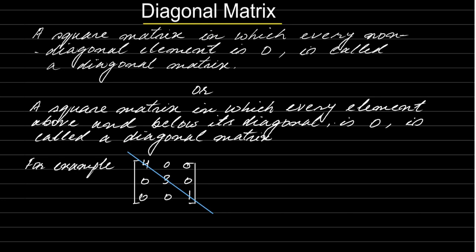A diagonal matrix like this is denoted in short as diag(4, 3, 1). That means only diag, and within parentheses we specify diagonal elements. This is the way to denote a diagonal matrix.